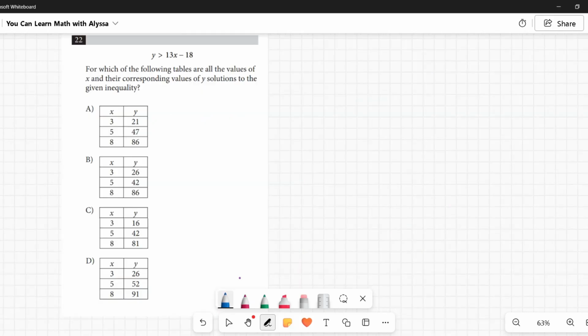Number 22. y is greater than 13x minus 18. For which of the following tables are all the values of x and their corresponding values of y solutions to the given inequality?